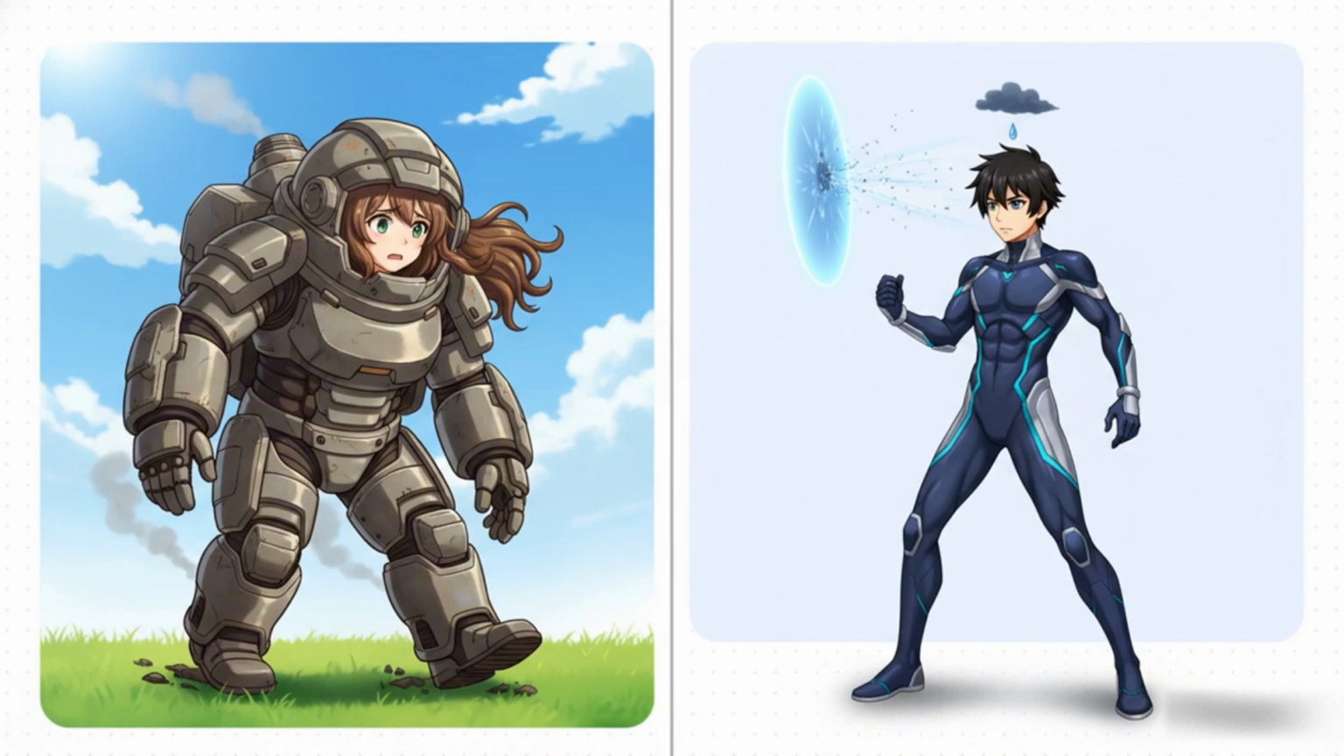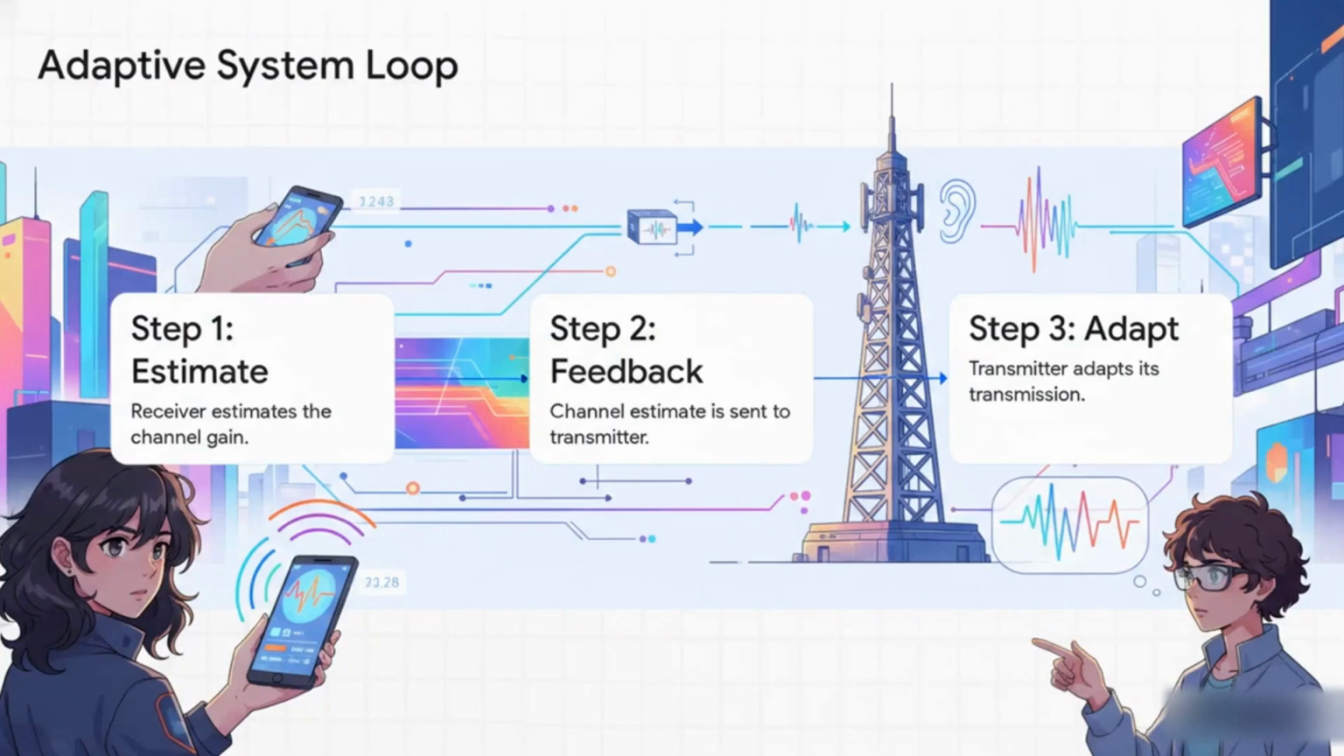But the new way, the adaptive way, is intelligent. It's about being nimble. You measure the channel right now, you adjust your transmission to match it perfectly, and you squeeze every last drop of performance out of the airwaves that you possibly can. So how does this actually happen? Well, it all works in this really tight three-step loop.